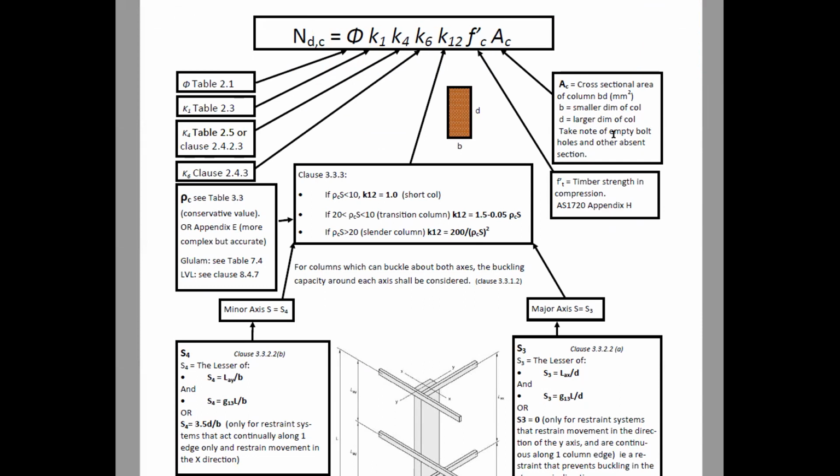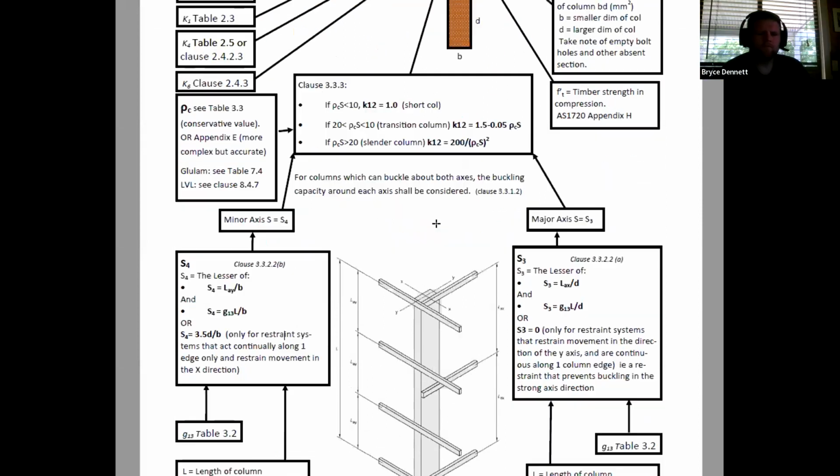I've said take note of empty bolt holes or other absent sections. Often also compression, it's two things. It's about crushing the timber if it's really short, but in a longer member, it's about buckling. The bolt holes are up here. They've got nothing to do with the buckling that's happening down here, so they're not really an issue.